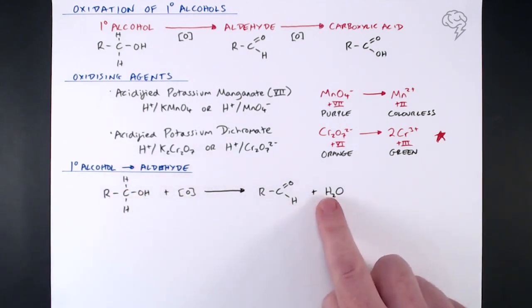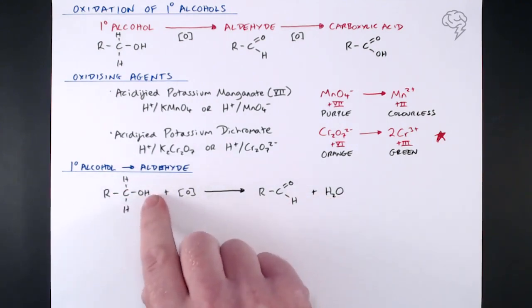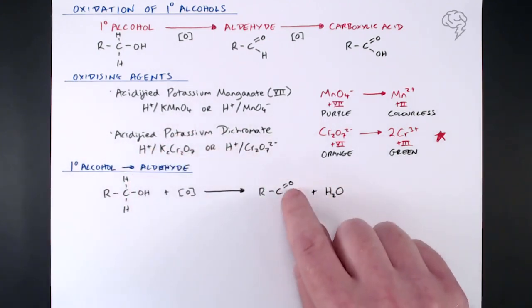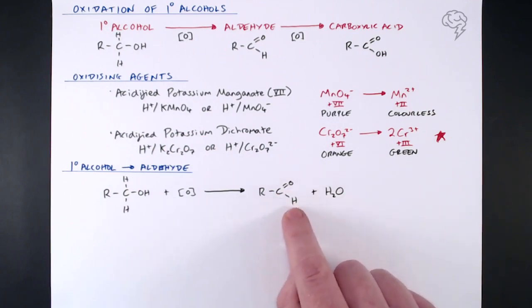If we're looking at these molecules, as I said before, we're removing, let's say, this hydrogen up here and this hydrogen on the alcohol group. So if we take those 2 away, a double bond forms here with the oxygen and we get a single hydrogen.